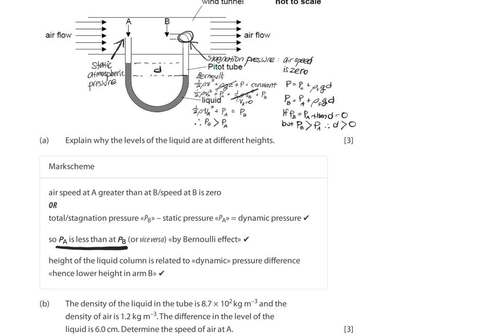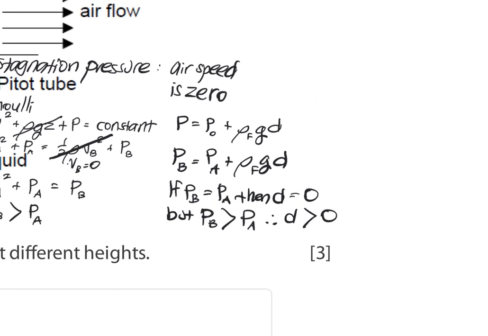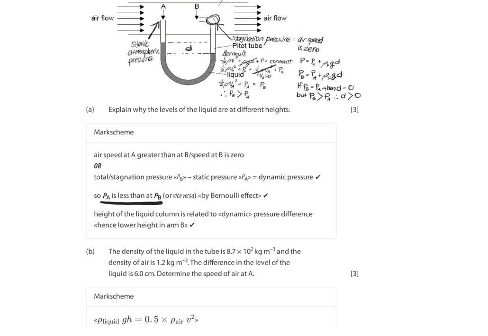And then because of that pressure difference, you need to explain why that causes a difference in the height, which we did over here with this P equals P naught plus rho g D. So there's that.